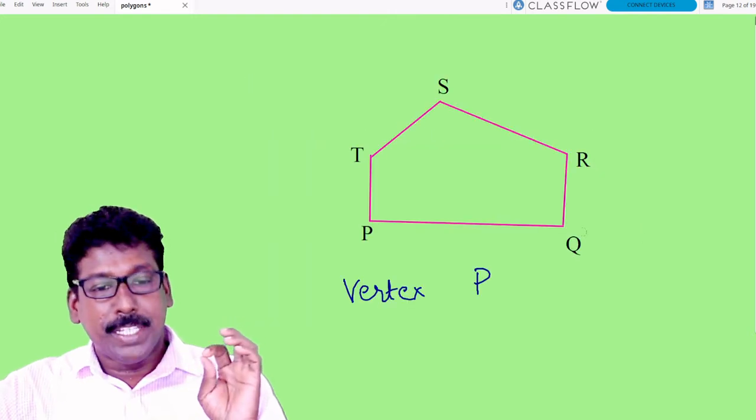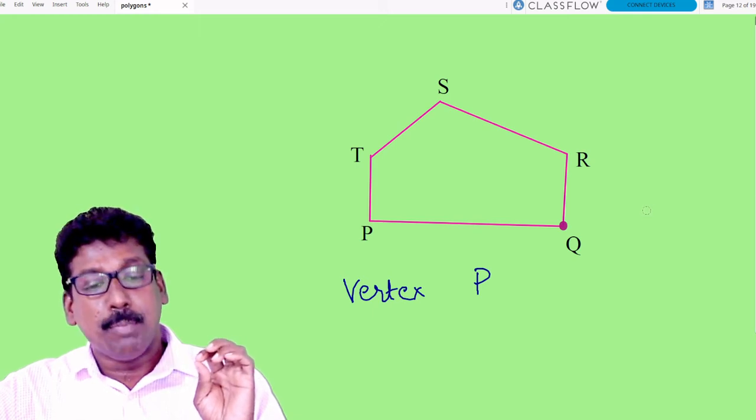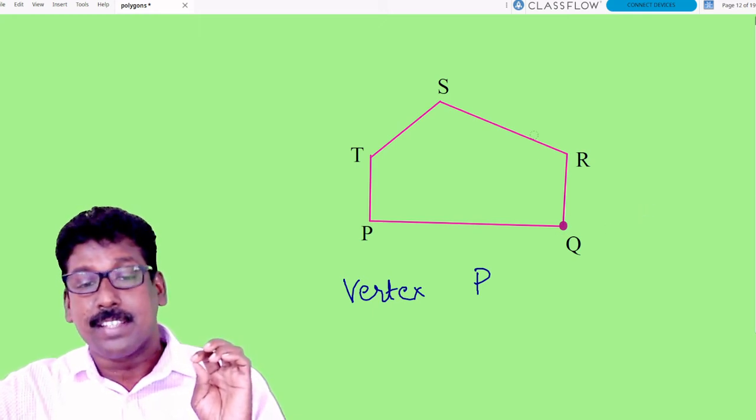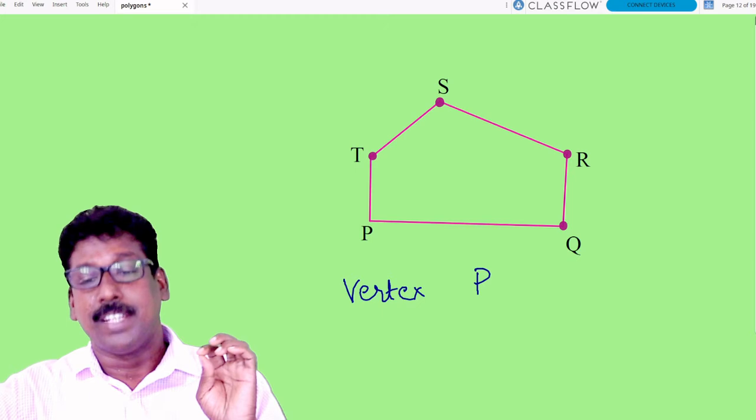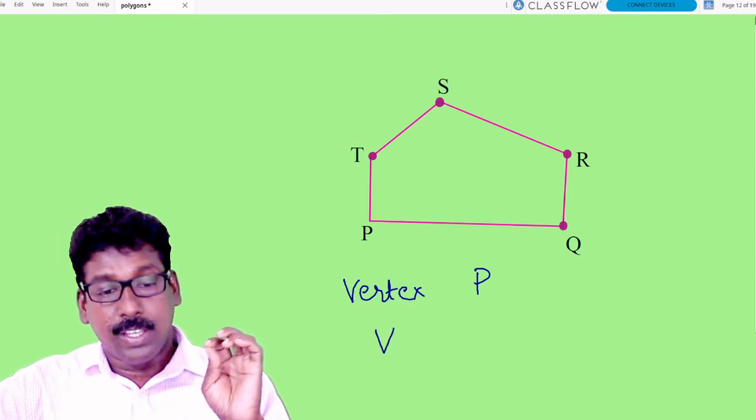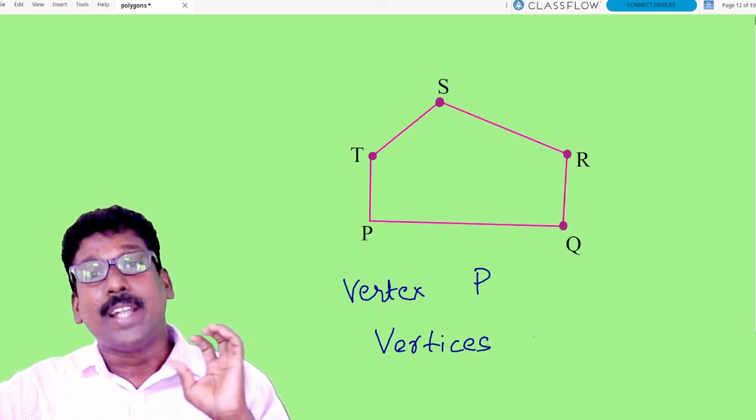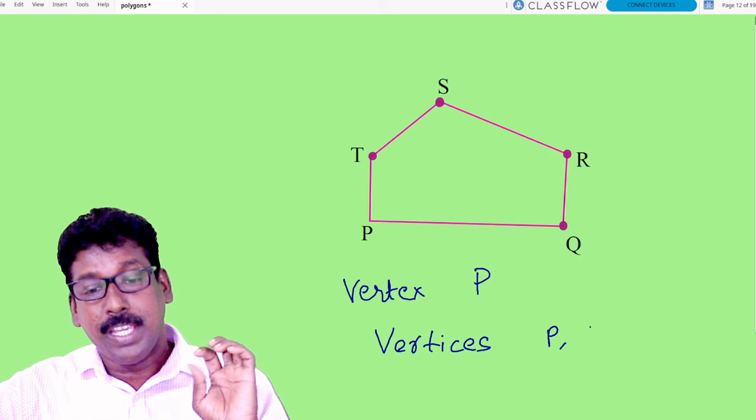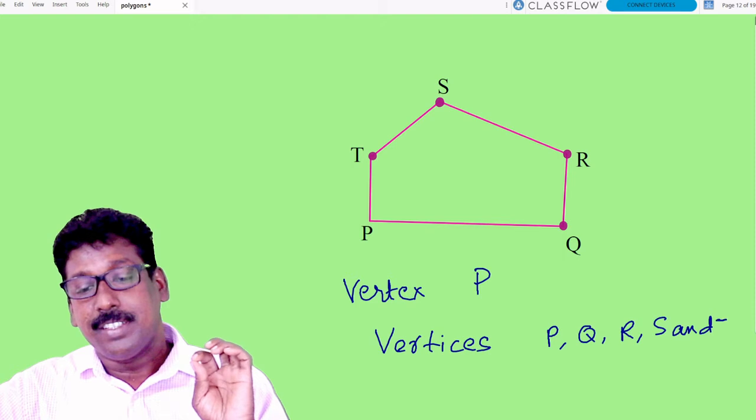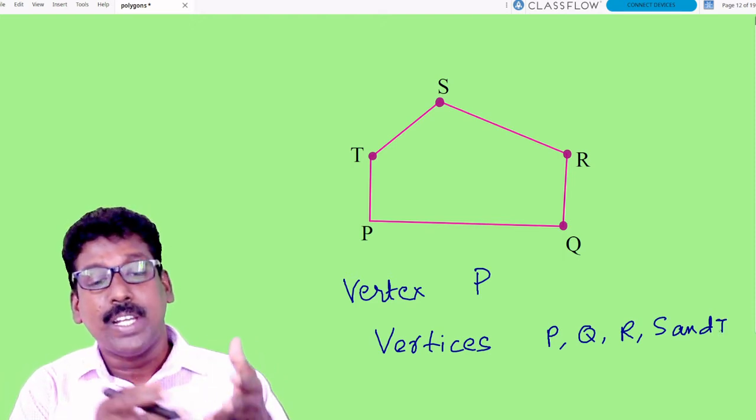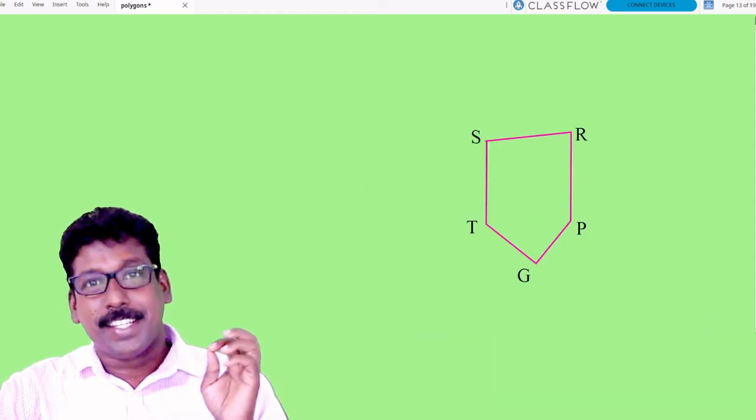Here you can see many meeting points. Q is the meeting point of PQ and RQ, so Q is a vertex. Similarly, R is a vertex, S is a vertex, T is a vertex. All together we can call them vertices. The plural of vertex is vertices. So what are the vertices here? You can say P, Q, R, S and T. These are all the vertices of this polygon. Here is a polygon GPRST.